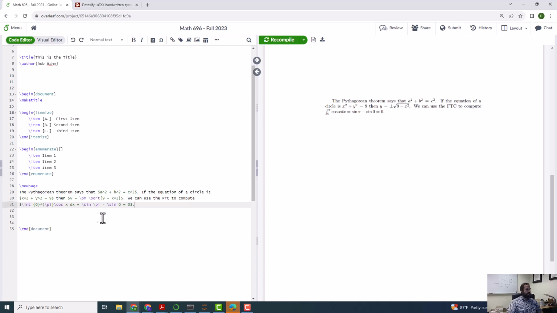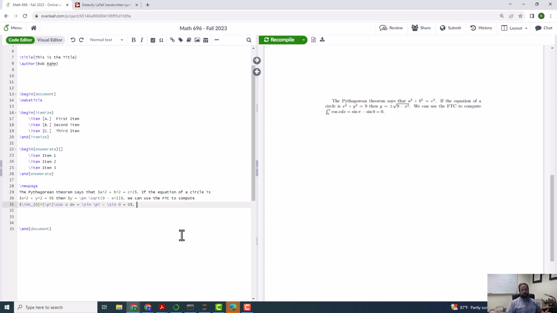Many of the math commands that you want to do are going to be fairly intuitive. Backslash sqrt makes sense. Backslash sin makes sense. Backslash cos makes sense. Backslash tan is tangent, and all of that stuff.